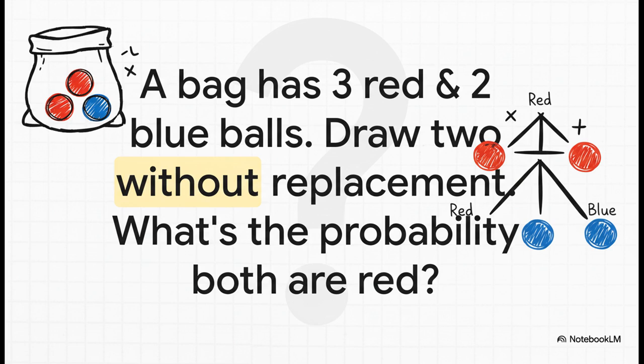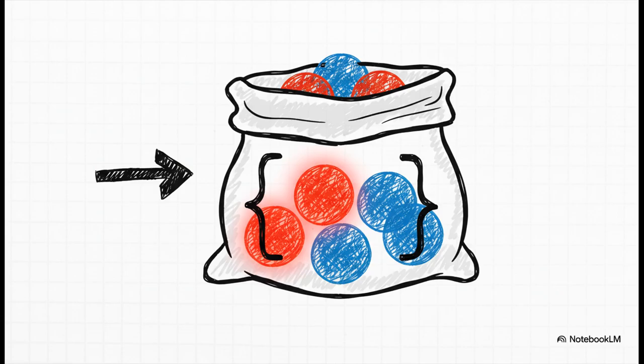As soon as you see that, a little alarm should go off in your head that says, aha, the probabilities are going to change. Okay, first draw. This part's straightforward. We've got 5 balls in the bag total, right? And 3 of them are red.